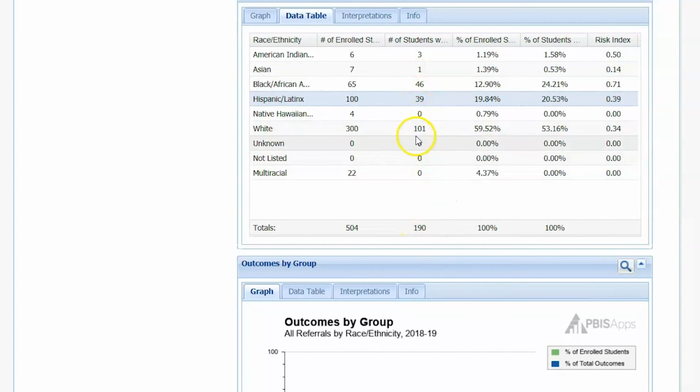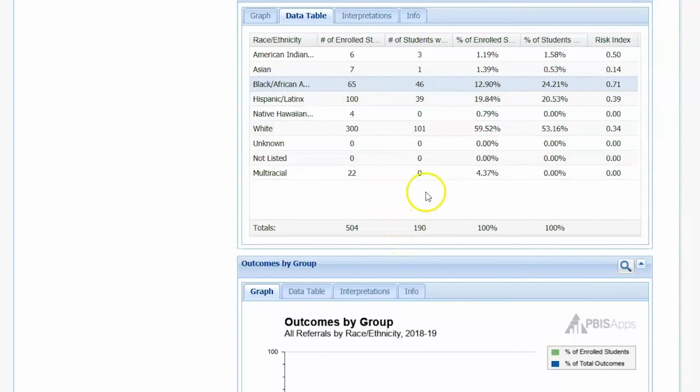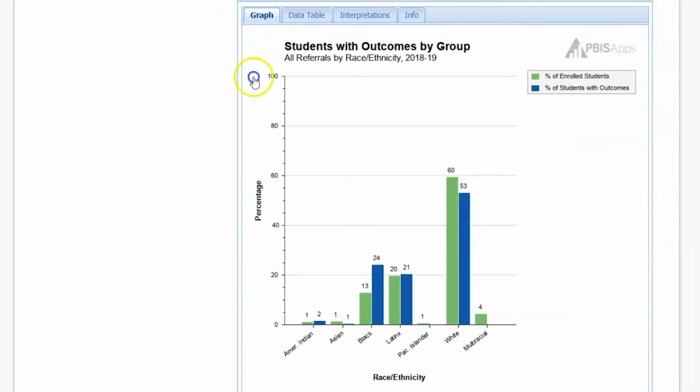101 of these students identified as white. 39 identify as Hispanic Latinx. 46 identify as black. To come up with the percentages for the blue bar, SWIS takes the number of students in the subgroup who received a referral and divides it by the total number of students in the school who have a referral. In this example, 190. Here we see all of the students who received at least one referral. About 53% of them identify as white, 21% identify as Hispanic Latinx, and 24% identify as black.